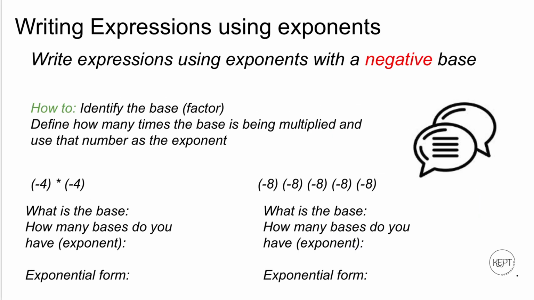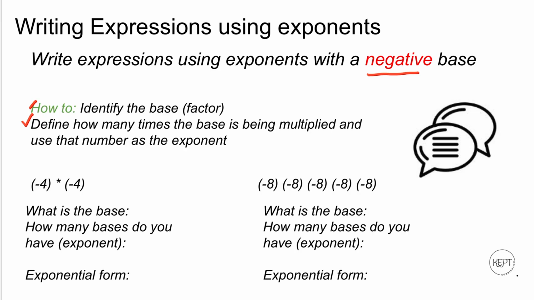Writing expressions using exponents. Let's write some expressions using exponents with a negative base this time. How do we do this? Well, the first thing we do is we identify the base or the factor, and then we define how many times that base or factor is being multiplied, and we use that number as the exponent.